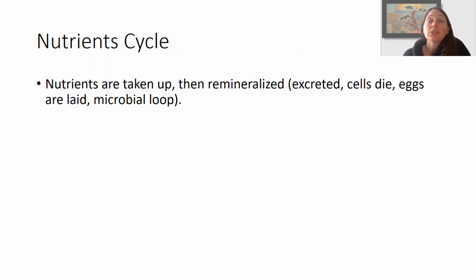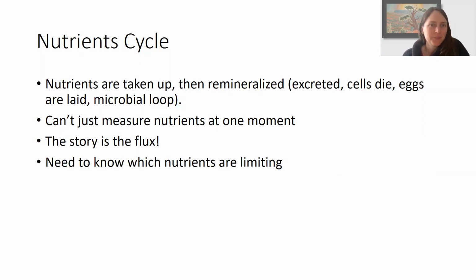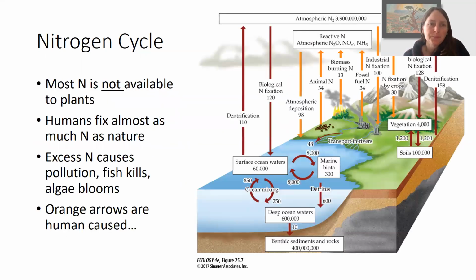This is because nutrients are taken up, they're remineralized, they're excreted, cells die, eggs are laid, there are microbial processes. And so we're really talking about fluxes of nutrients, not pools. You can't really just measure nutrients at one moment. Or you can, but it just doesn't tell you very much. The story in nutrient cycling is all about the flux, these changes from one form to another. It's also really helpful to know which nutrients are limiting growth, so we'll talk about limiting nutrients in this lecture as well.